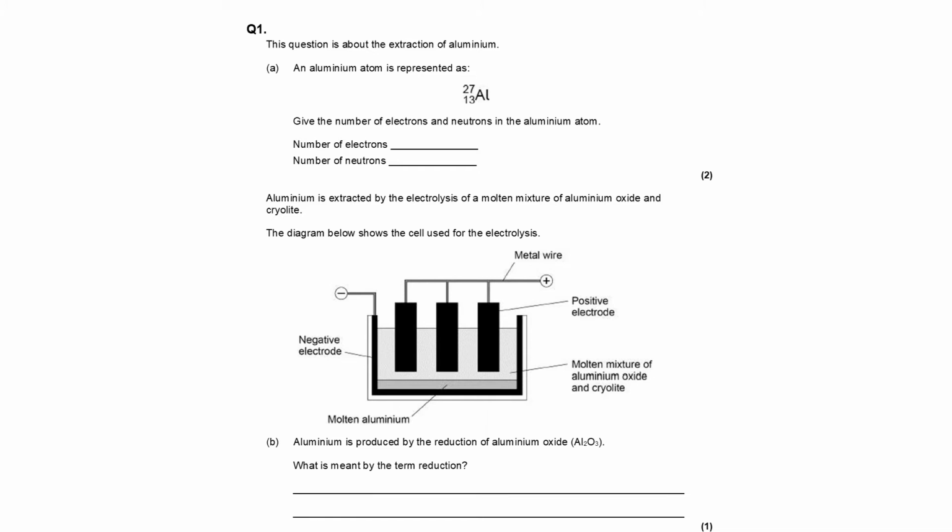Part B, aluminium is produced by the reduction. What does the word reduction mean? Can you remember? So the reduction of aluminium oxide. And surprise, surprise, what is meant by the term reduction? So I'm going to ask you to pause the video here so that you can answer the question.